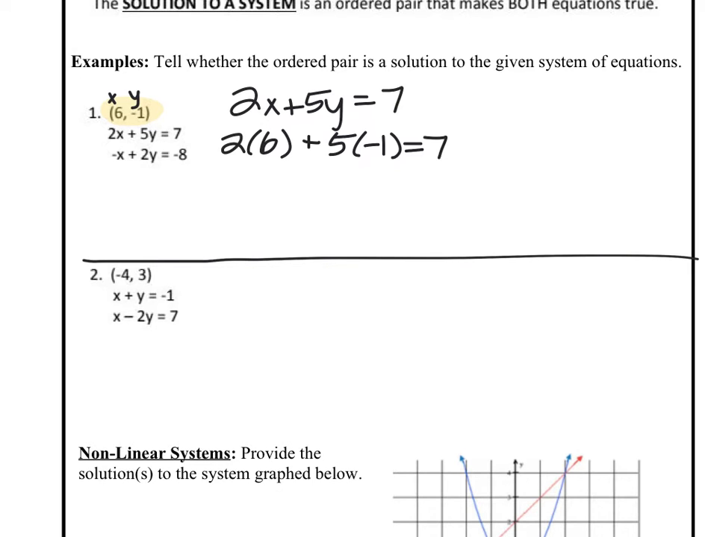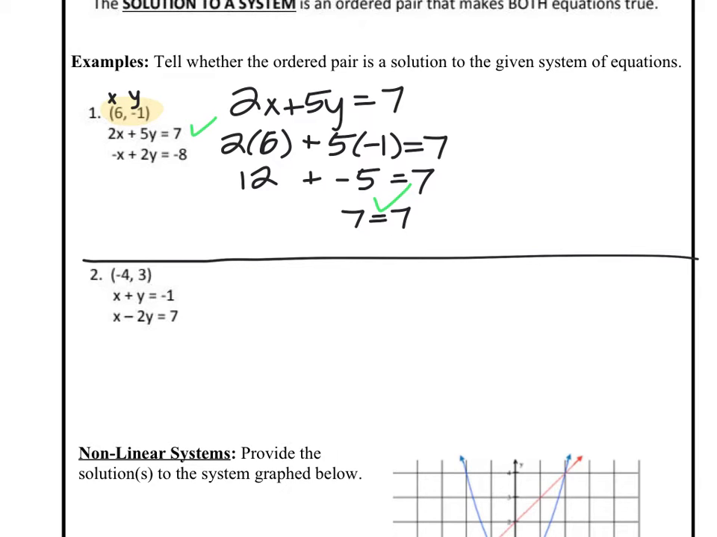So we'll multiply. 2 times 6 is 12. 5 times -1 is -5. So 12 plus -5, what do we get? 7. Okay, so did that one work? Yeah. Okay, so I'm going to put a check mark. That one was a success.